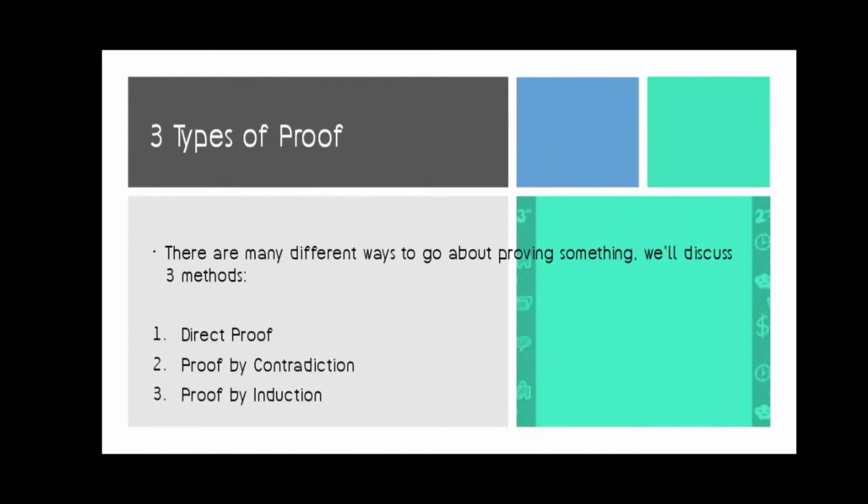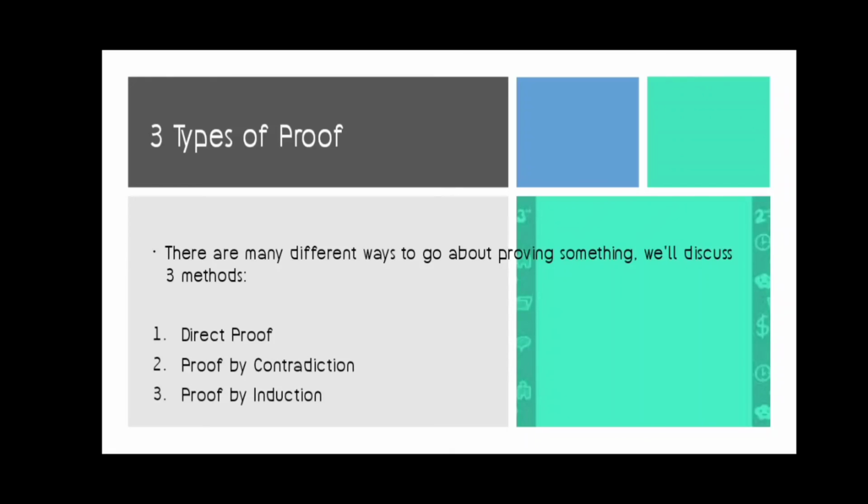Next is the proof by contradiction. Proof by contradiction is a form of proof that establishes the truth or validity of a proposition by showing that assuming the proposition to be false leads to a contradiction.